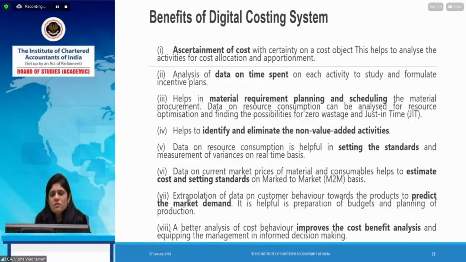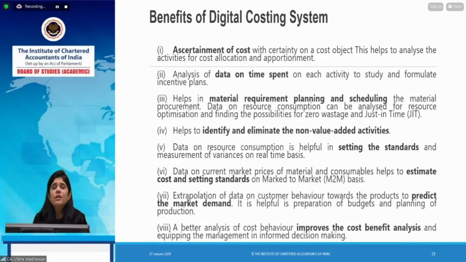Data on resource consumption is helpful to set the standards and measure variances on a real-time basis. So again, you understand resource consumption, how much resources will be consumed, what all resources are consumed. So it's helpful to set the standards. So, all right, material cost should be 10,000. It should not exceed 10,000.